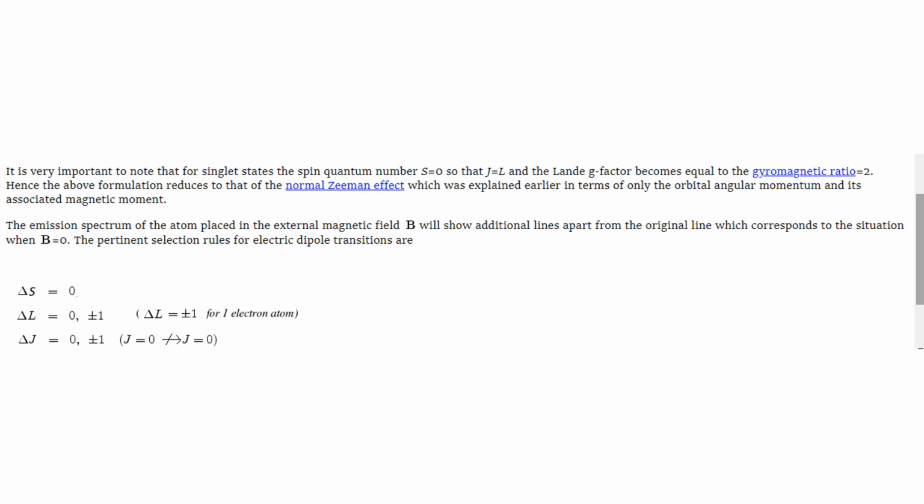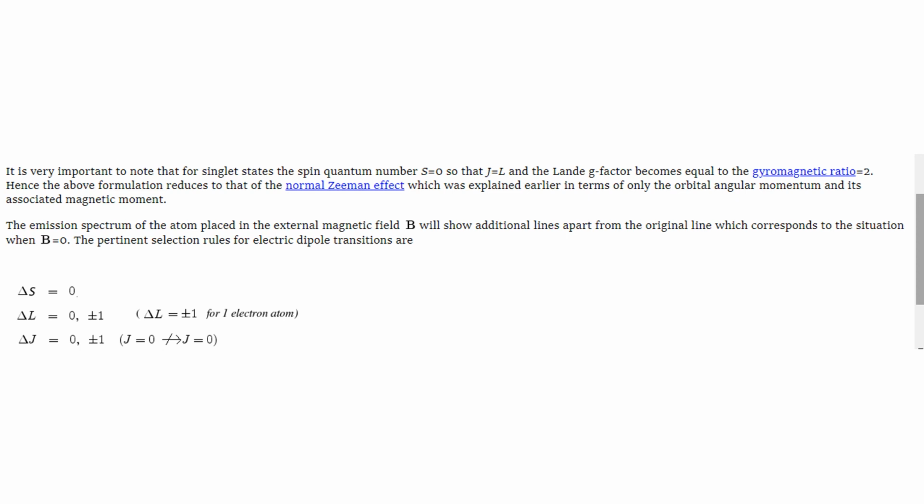which was explained earlier in terms of only orbital angular momentum, without any spin, only with angular momentum and magnetic moment. But the origin of the anomalous effect gave you a new dimension of spin.